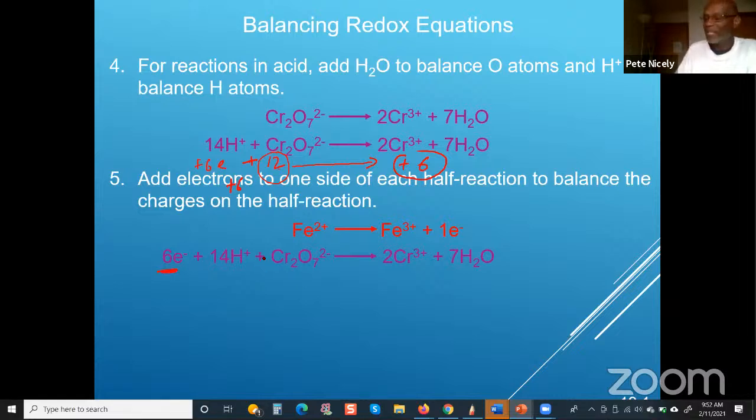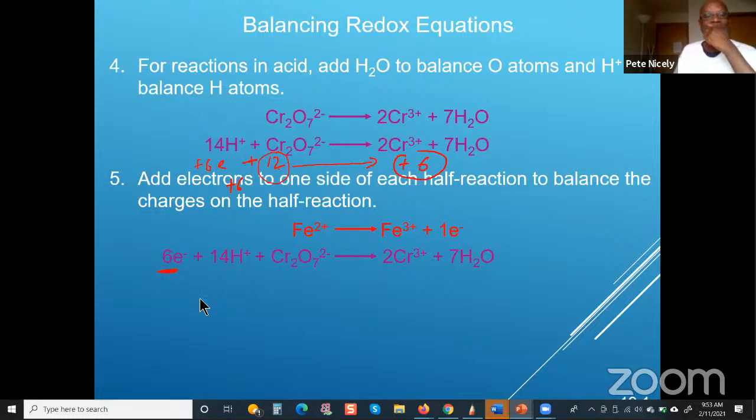Okay, so that's basically what step 5 is all about. You add charges, or I should say more specifically, you add electrons in order to reduce the higher net charge side so that the charges are equal on both sides, all right?